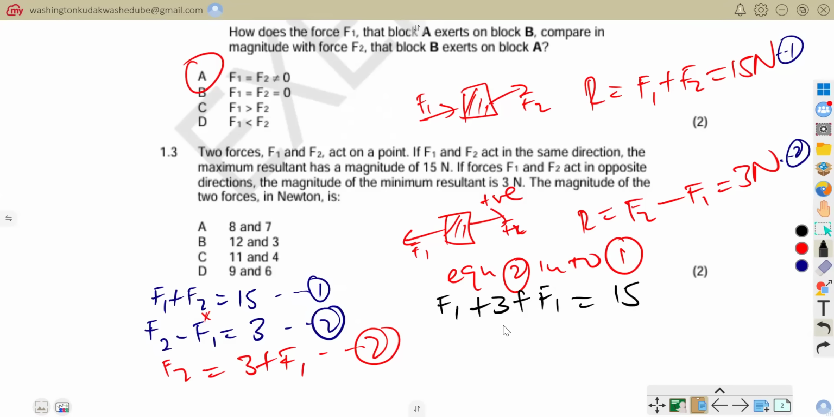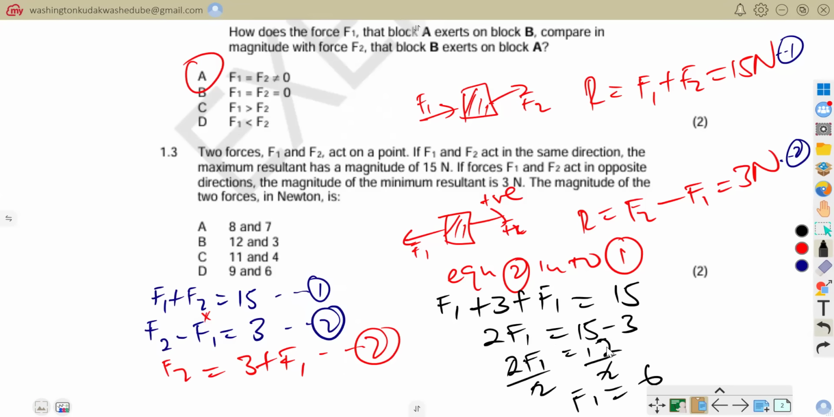being equal to 15. So F1 plus F1 will be 2F1, being equal to, I would transpose 3, it will be 15 minus 3. So this is equal to 12, and this is 2F1. I divide by 2, I divide by 2. My F1 would be equal to 6. If I say 2 into 12, it is going to give me 6.